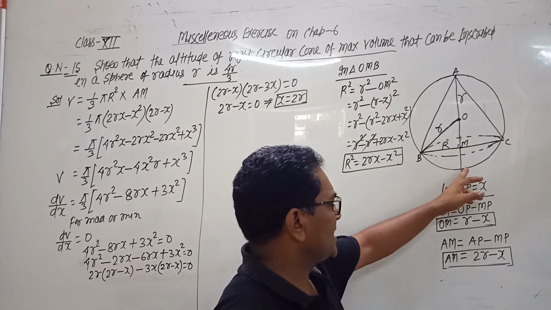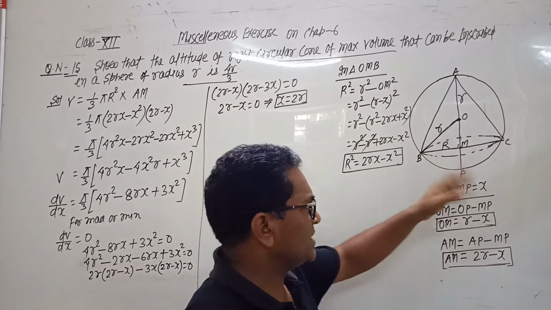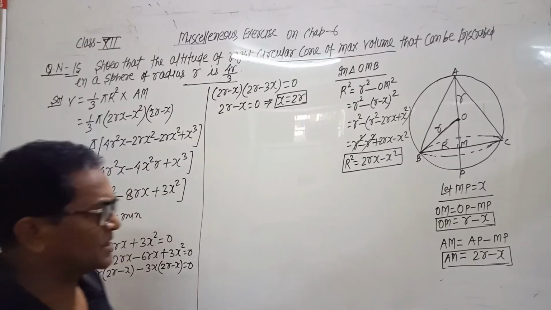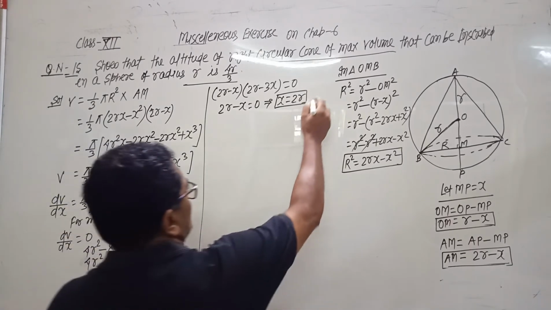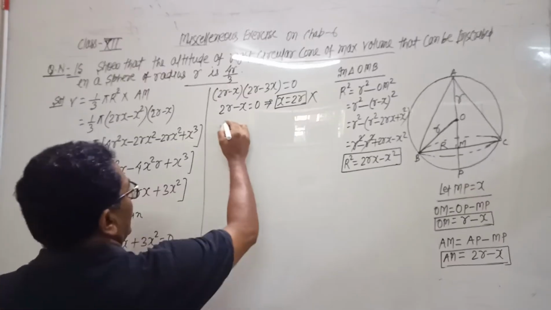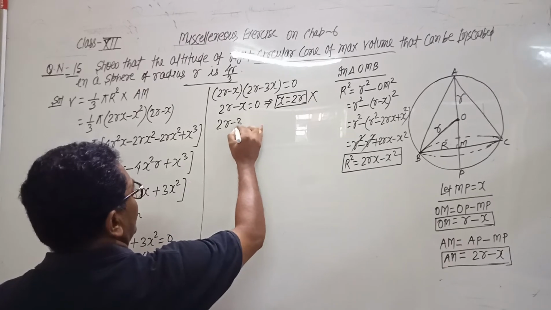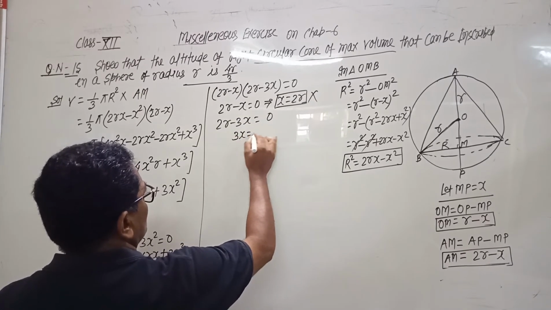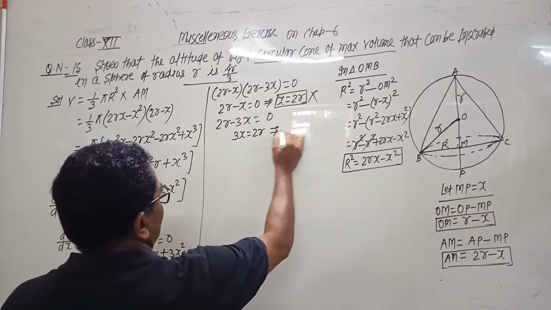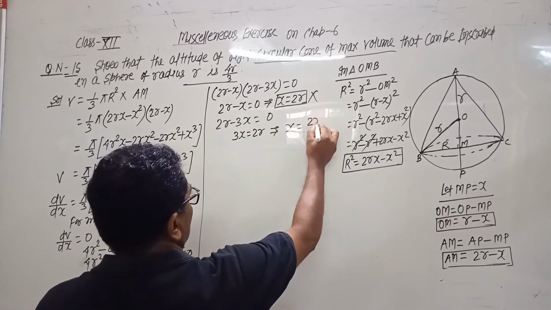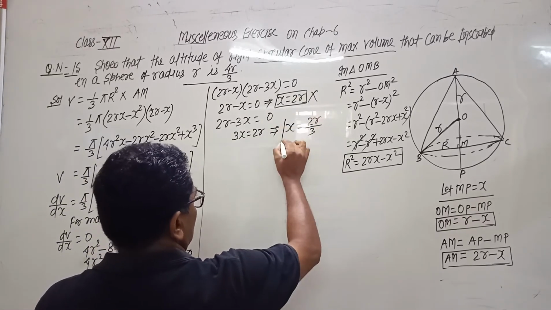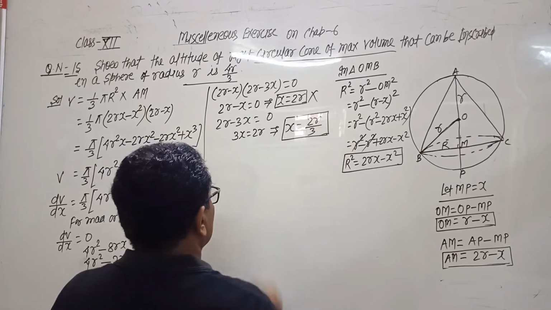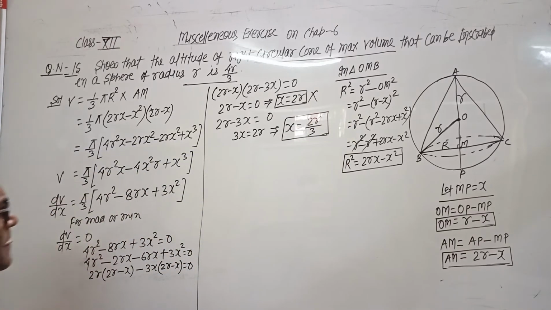This x distance can never be equal to the diameter. 2r means diameter, so this is not possible. Then 2r minus 3x equals 0 and 3x equals 2r, and this implies x equals 2r by 3. So this value can be taken because this is possible. x equals 2r by 3.